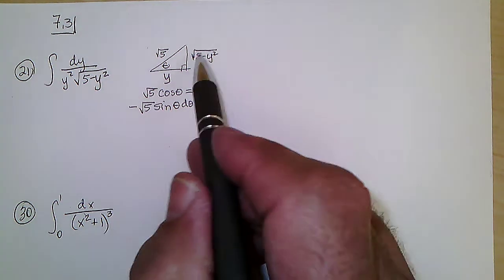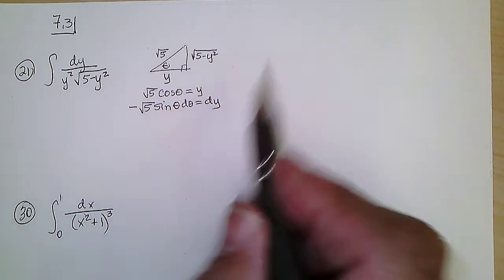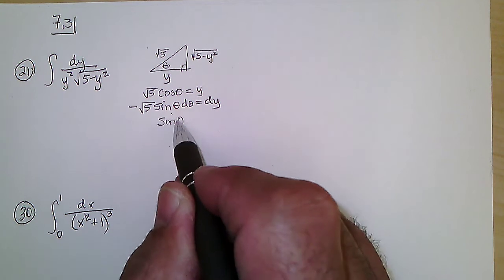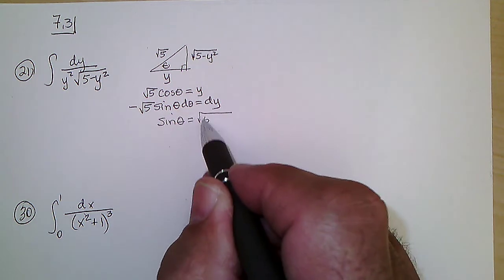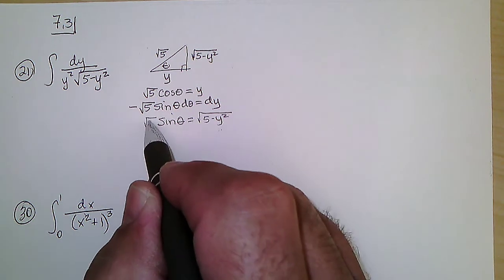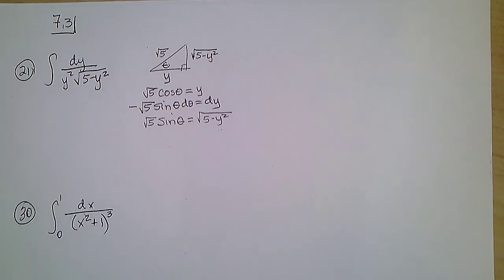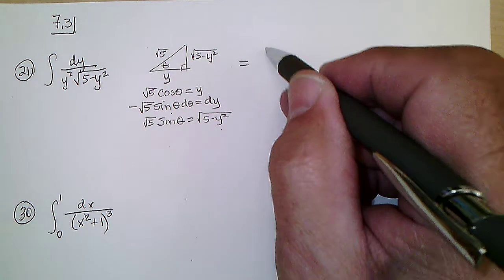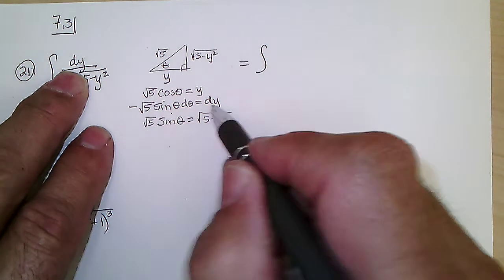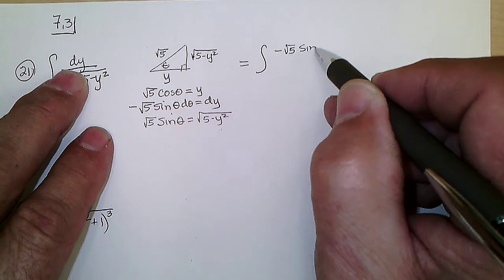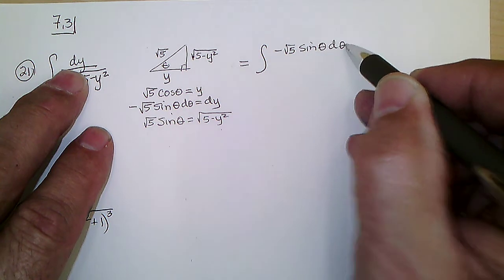And that square root, if I use the simplest, which would be this way, opposite over hypotenuse, so the sine of theta would be the square root of 5 minus y squared over the square root of 5, which I'm going to put over here instead of down there underneath. Multiply both sides by square root of 5, in other words. So now if I make all the substitutions for this, it becomes the integral dy is negative square root of 5 sine theta d theta.